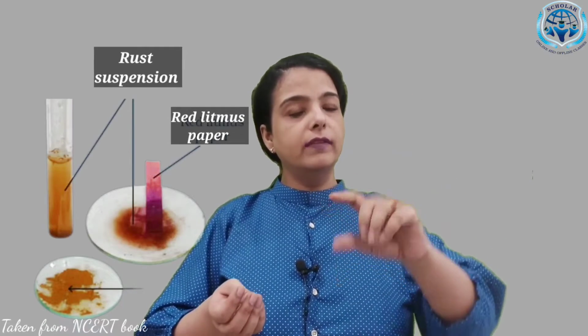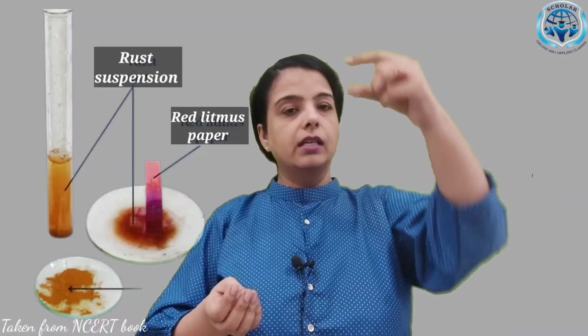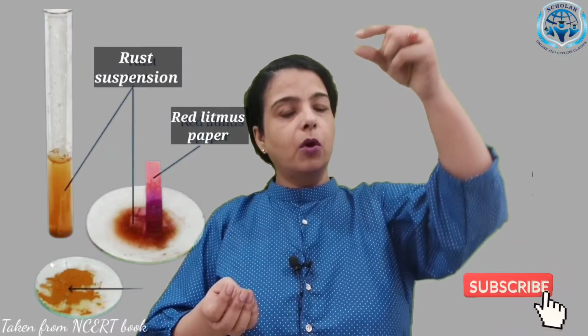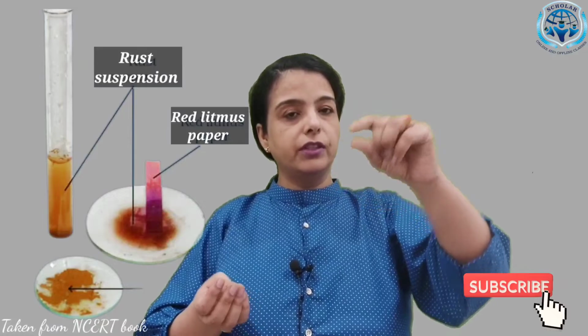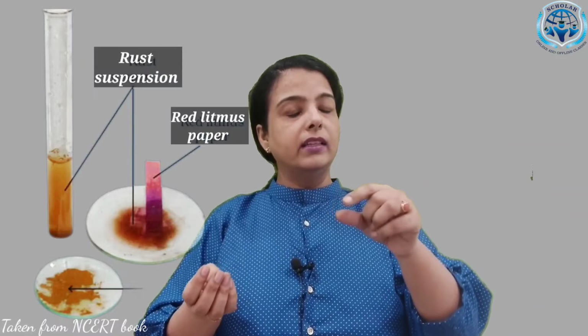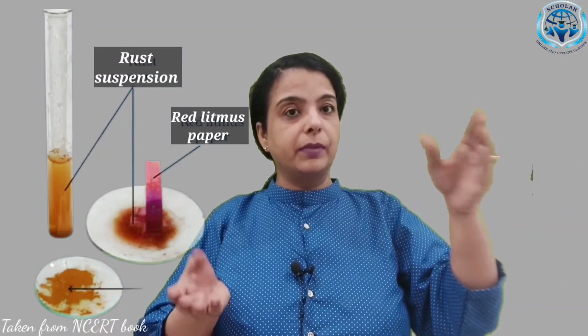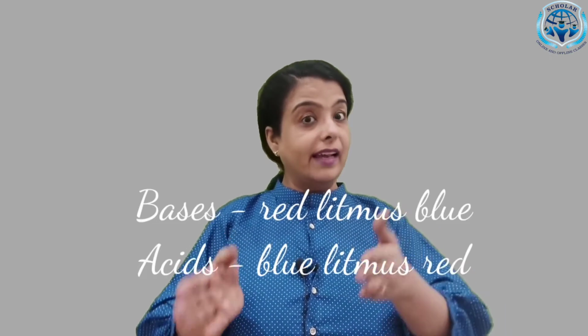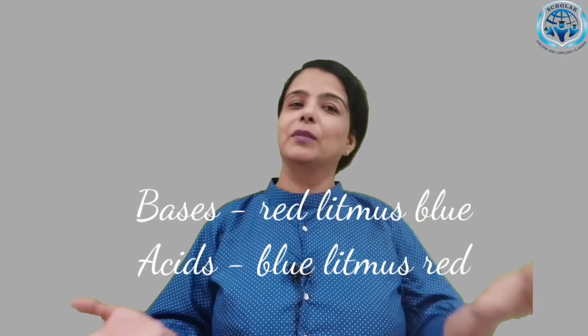Take a small amount of rust powder and dissolve this powder in water. Take a dropper. A small amount of solution is taken and dropped on the litmus paper. When the solution is dropped on red litmus paper, it turns blue. What does it indicate? Yes, you already know that bases turn red litmus paper blue and acids turn blue litmus paper red. So these iron oxides are basic in nature.